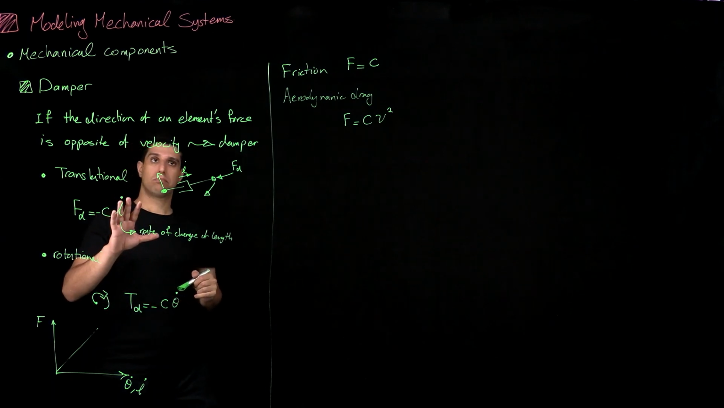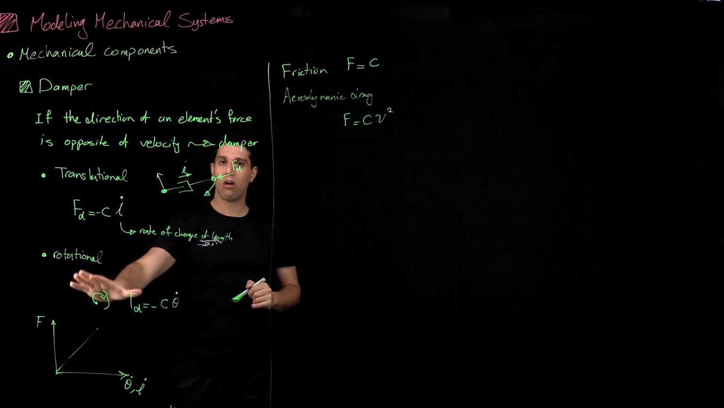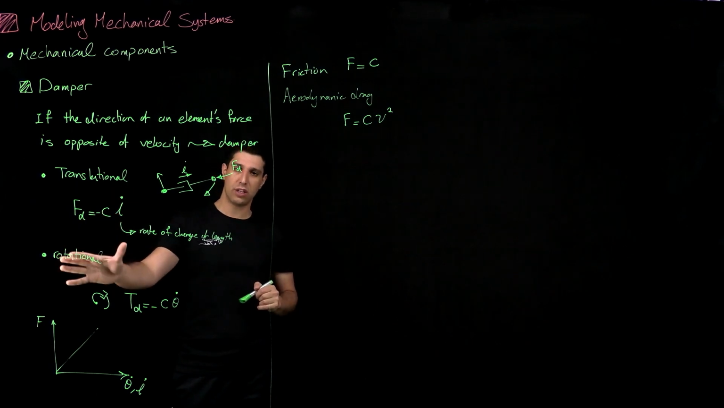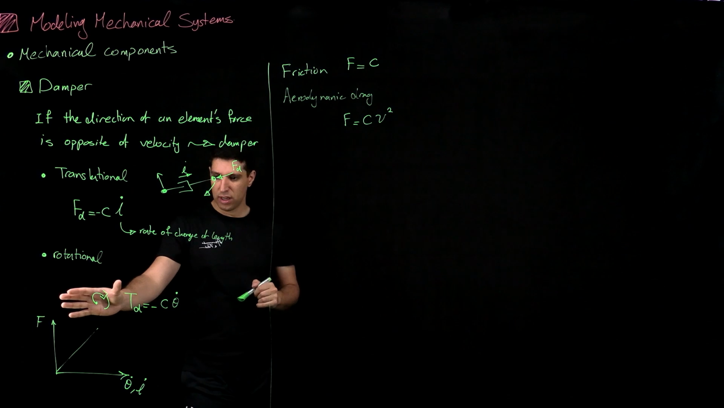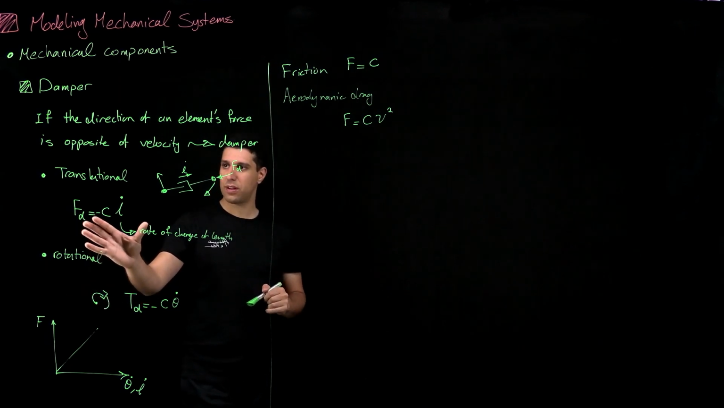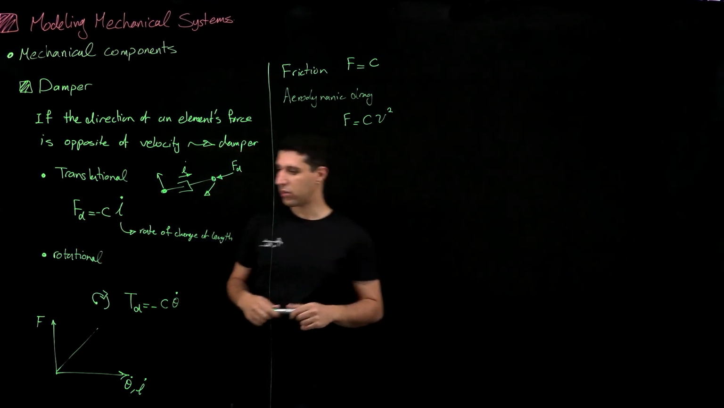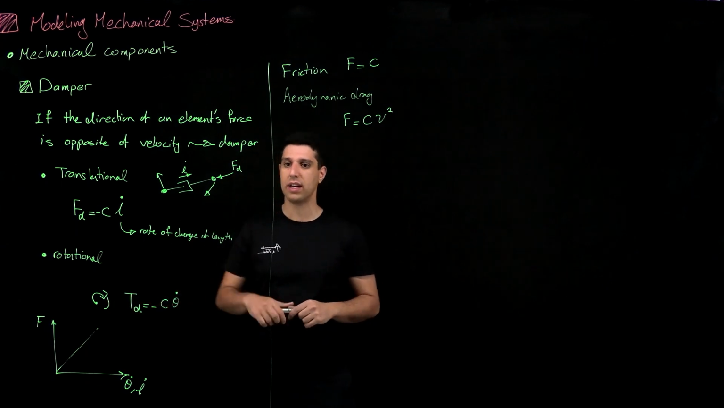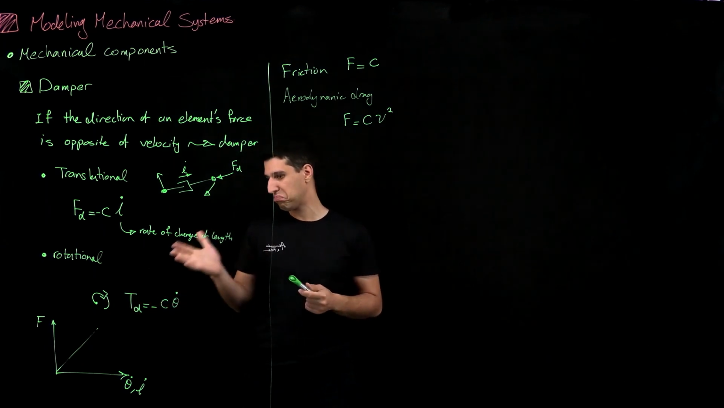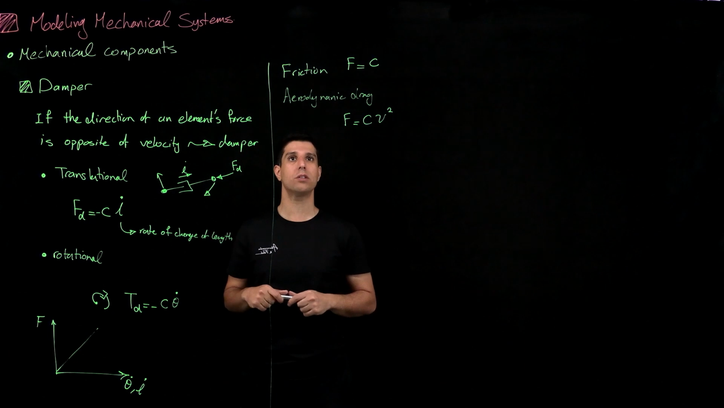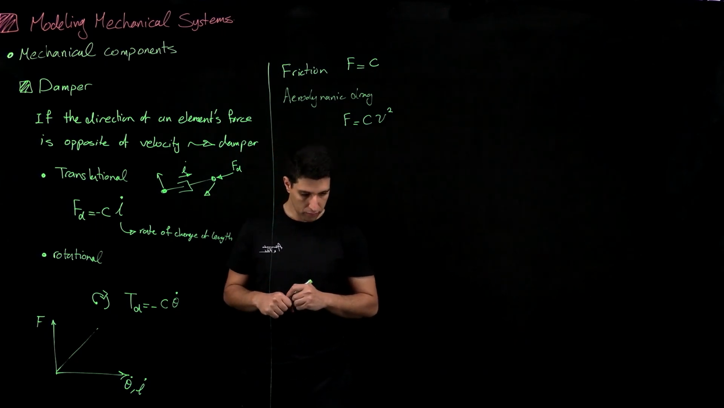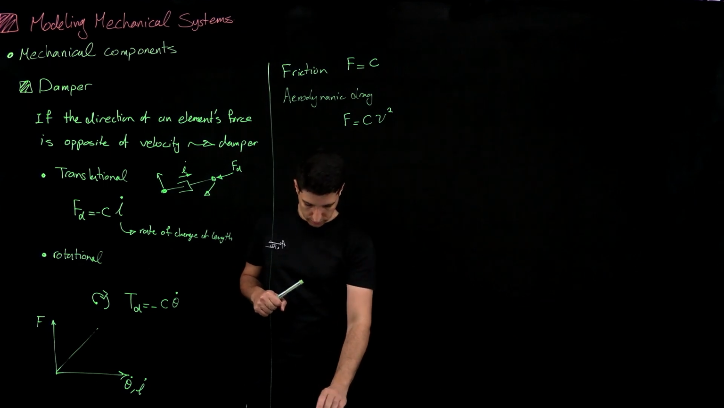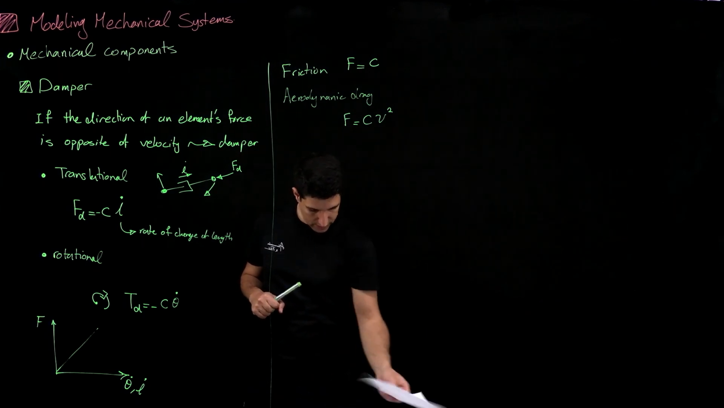And similar to a spring, all dampers are essentially nonlinear, but often, if we are within the operating range of a damper, the nonlinearities are small, and we can, with good approximation, assume they are linear. That's that.